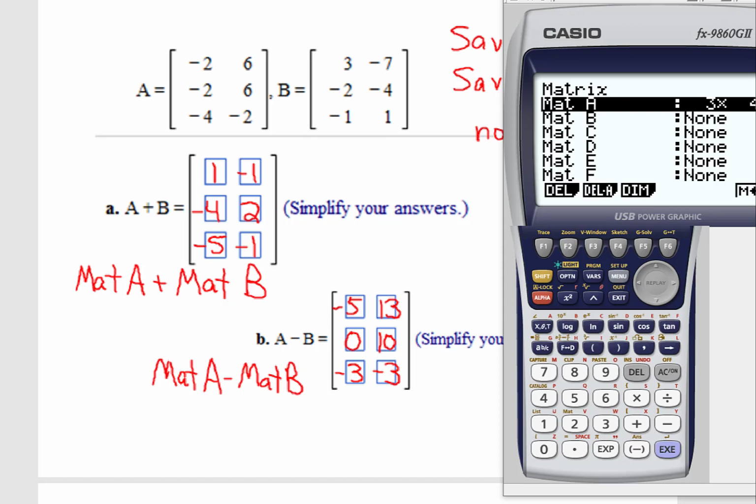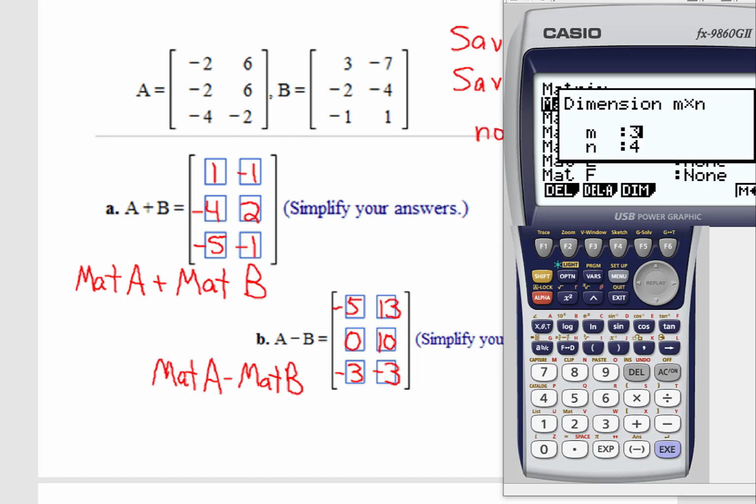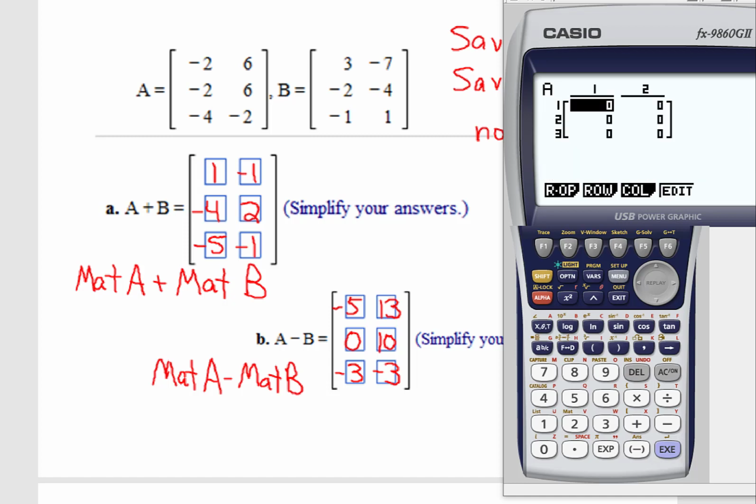So I'm just going to start entering in the number 3, and notice that it opens up the dimensions for me. So 3, execute, by 2. Once I enter in the values of the dimensions, then it actually opens up the matrix for me to enter in the actual values. So I have -2, 6. I would be careful entering these.